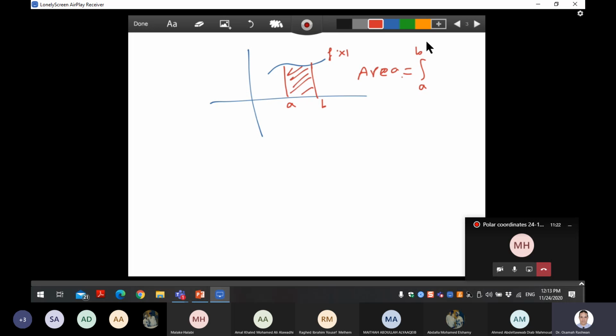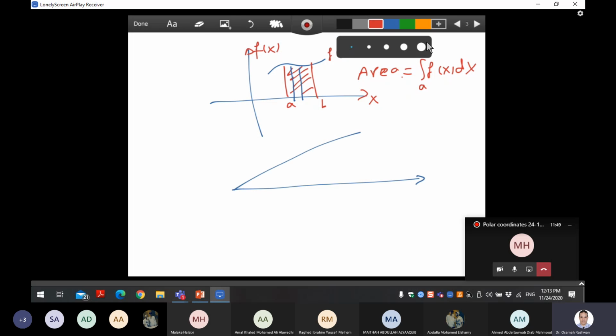Okay? When we go for the area as a definite integral, as we saw, if I go from a to b, I know this area is exactly the integration from a to b of my function f of x dx, right? When I'm slicing this one, I'm slicing it as rectangles, okay? So I can get this one as a slice. What about if you have a polar?